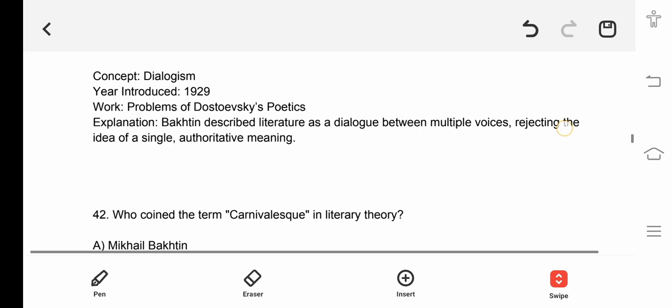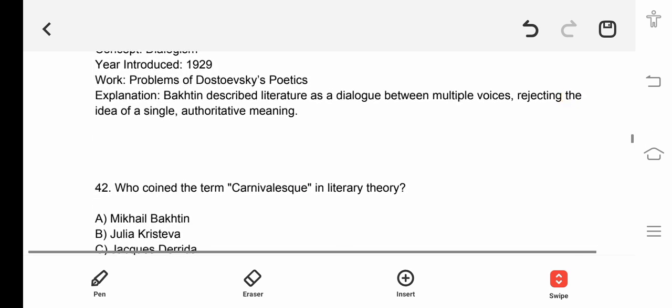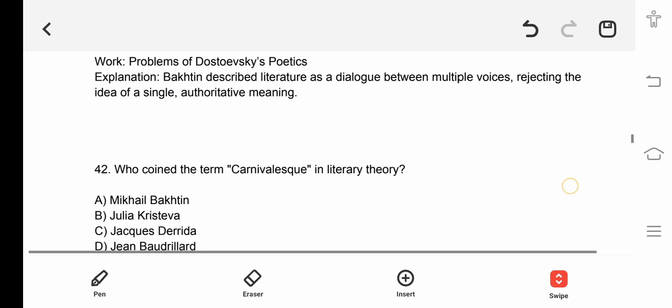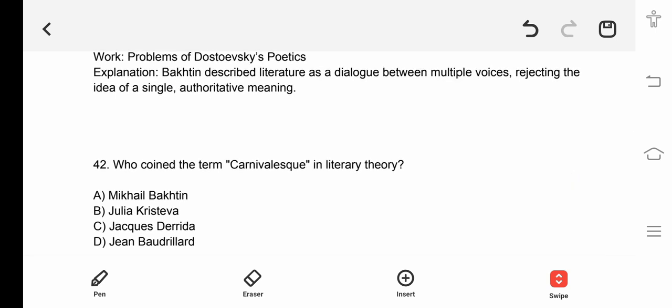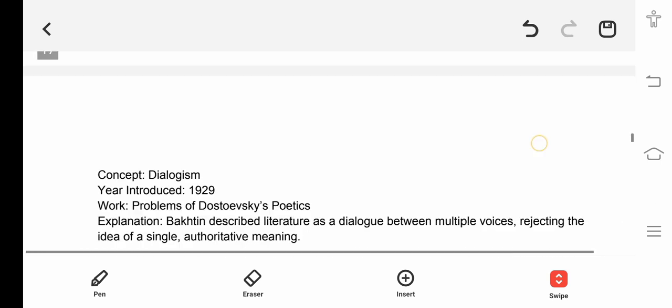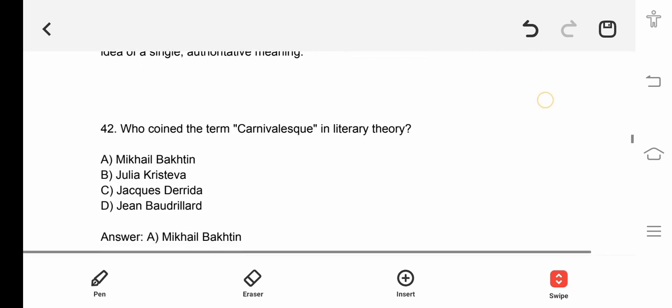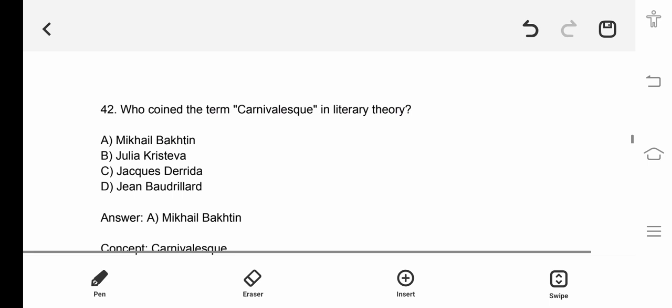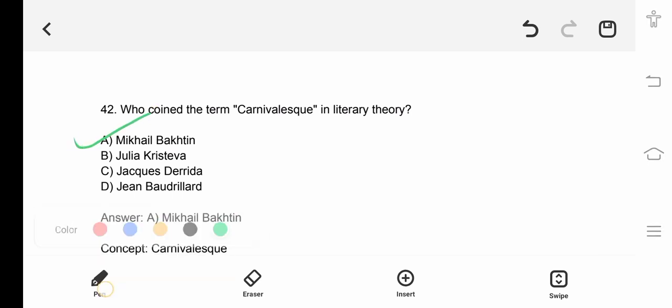Let's see question number 42. Again, I told you about carnivalesque in literary theory. Who coined the term carnivalesque in literary theory? Options you have: Mikhail Bakhtin, Julia Kristeva, Jacques Derrida, and Jean Baudrillard. I told you earlier that carnivalesque, heteroglossia, and the latest term we just saw in the previous question, dialogism, are very important concepts given by Mikhail Bakhtin.